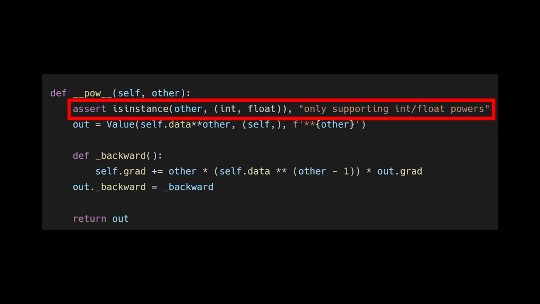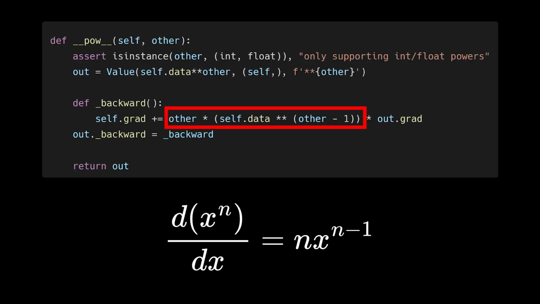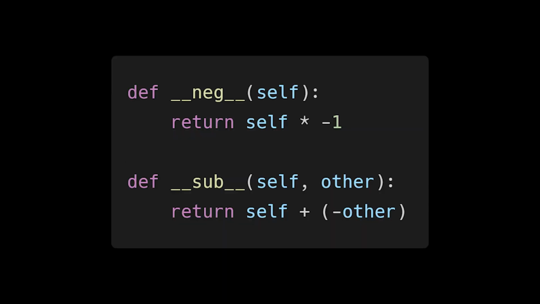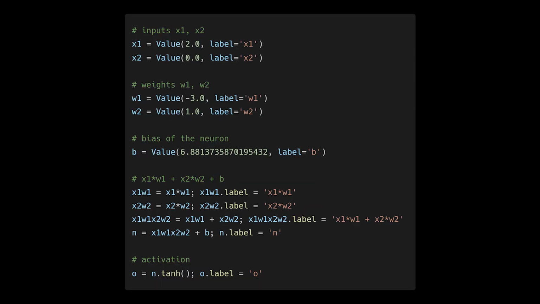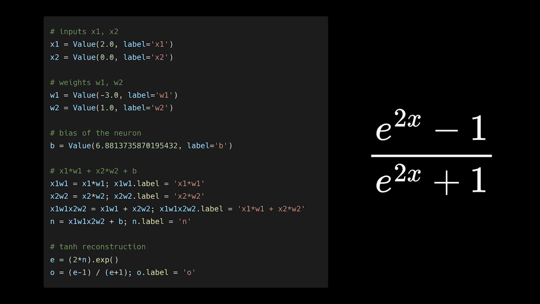We will force the other to be int or a float, because if it was a value instance, the derivative formula would be completely different. It should be a constant. The local derivative looks like this because of the power rule from calculus. Next is subtraction. We will define it like this. As you can see, we don't need to implement backward logic for them, because the logic is already handled by mul and add. Now we can reconstruct tanh here, and we get this.